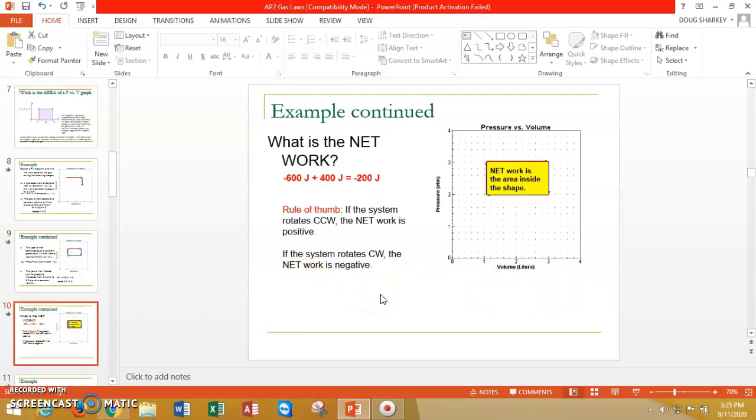What is the net work? The net work would be the area inside that shape. Going to the right means you have positive, and going to the left means it's going to be negative. So this is a thing.